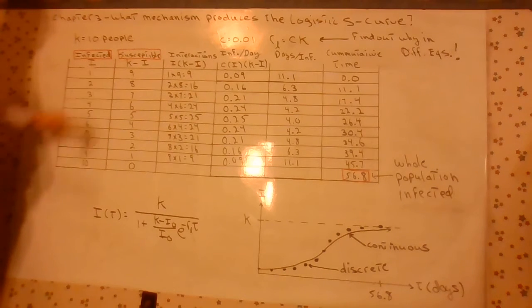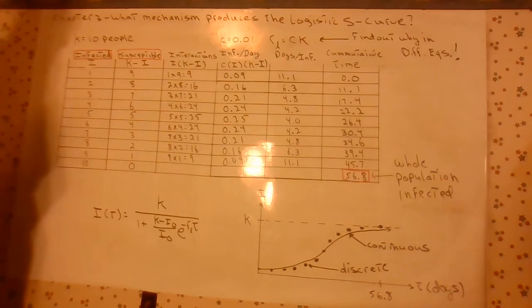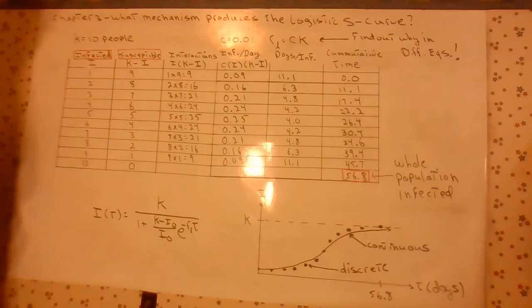You could add 1 and 9 is 10, 4 and 6 is 10, 7 and 3 is 10. We always have 10 people here total. The person is either infected or susceptible. There's no one hiding off in the closet, so to speak.